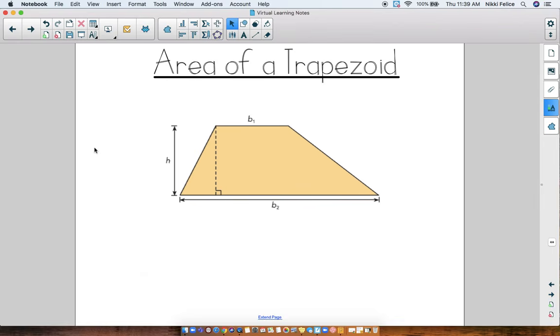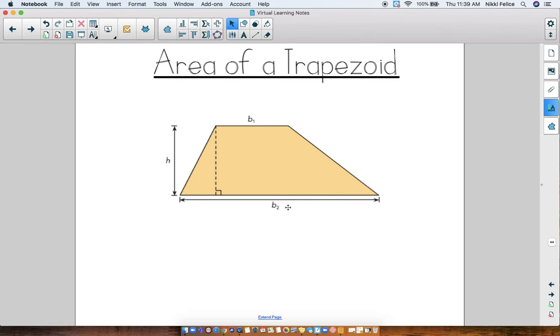Hey guys, today we're going to be learning how to find the area of a trapezoid. So this shape right here is a trapezoid. Now as you can see, there are two sides that are straight and they are parallel from one another. Remember, parallel means they're never going to touch each other. They're straight across from each other.